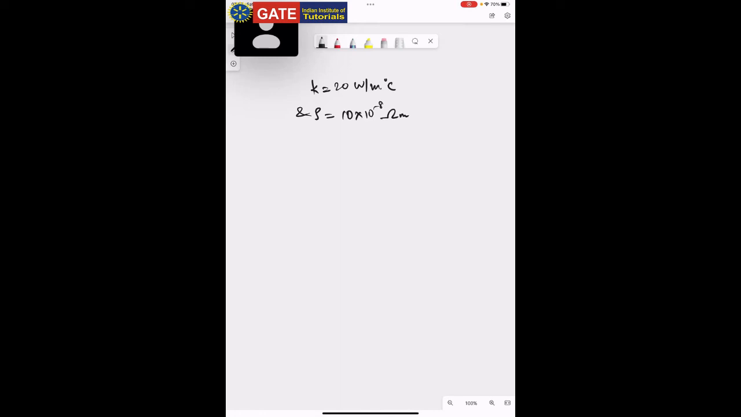So, thermal conductivity is given. Resistivity is given, and we have to find out the center temperature, right? It'll be good if you can go through these concepts about electrical conductance and resistance, because they have a good probability that they might be asked in combination with the questions for the heat transfer.